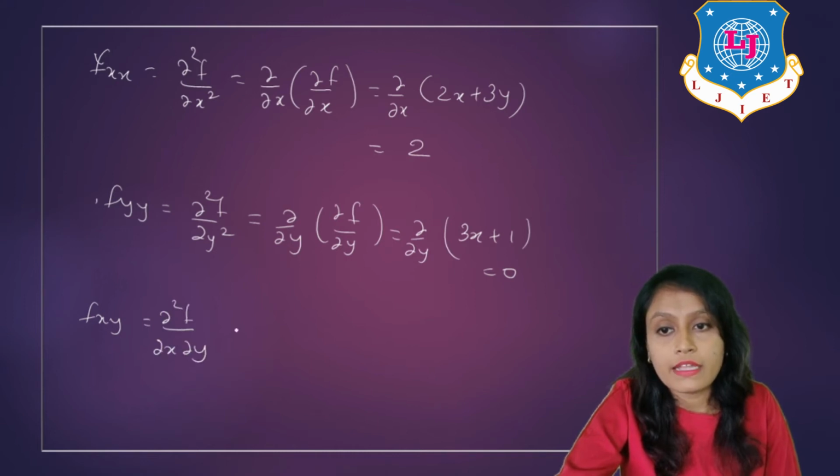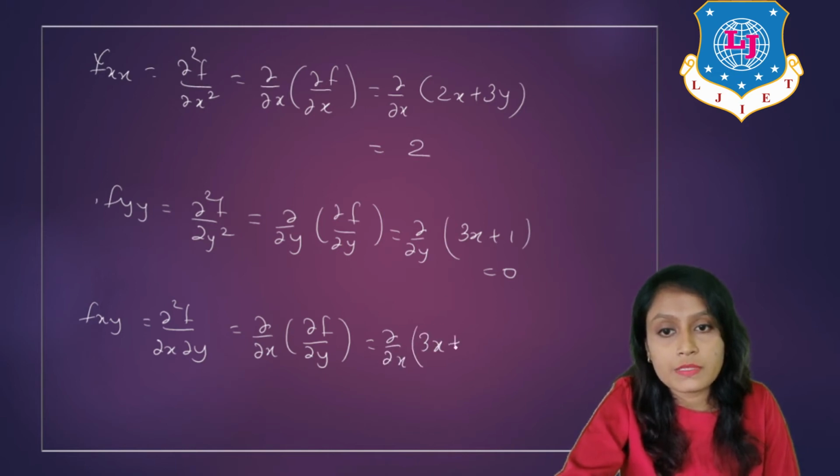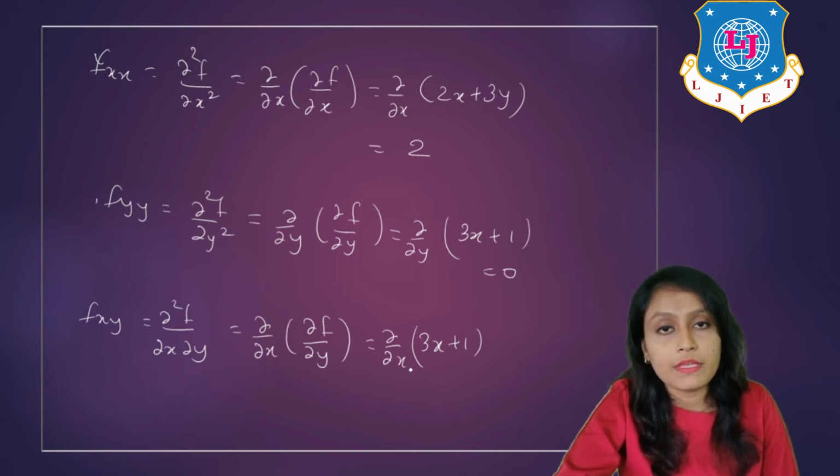Next, f_xy, that is ∂²f/∂x∂y. So here we will write ∂/∂x of ∂f/∂y. Now ∂/∂x as it is. What is ∂f/∂y? 3x + 1. So write down 3x + 1. Now take the derivative with respect to x keeping y constant. So the answer of this is 3, and the derivative of this one is 0.